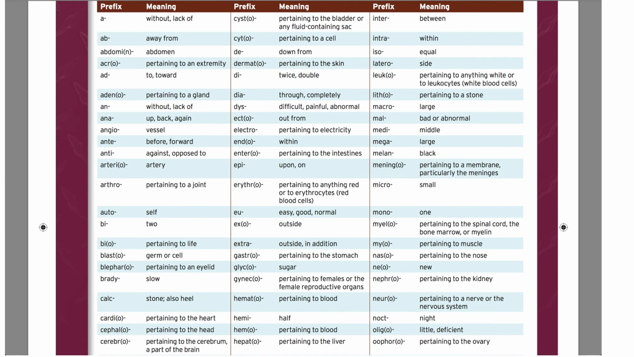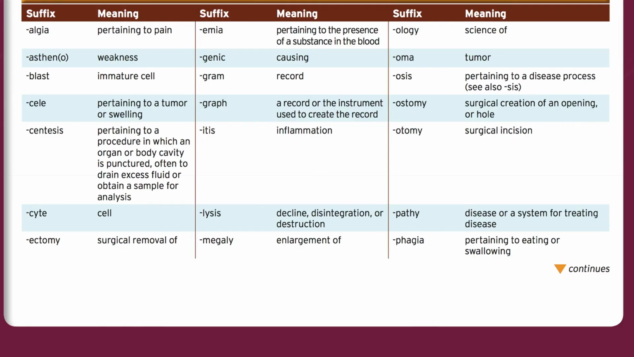The levels of organization. All matter in the universe is composed of one or more unique pure substances called elements. Familiar examples are hydrogen, oxygen, carbon, nitrogen, calcium, and iron.